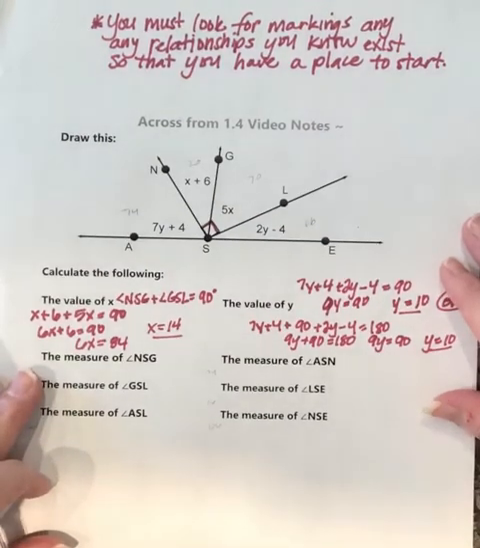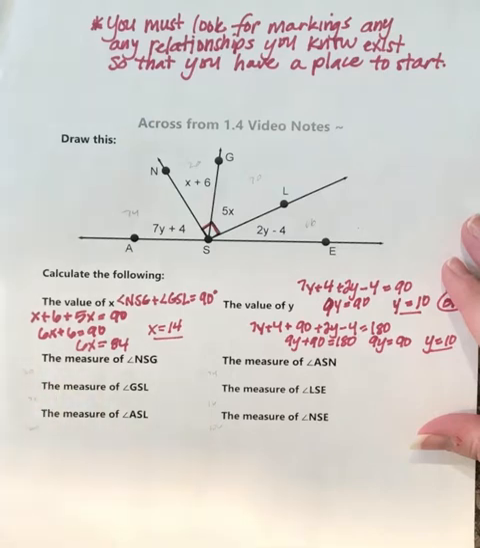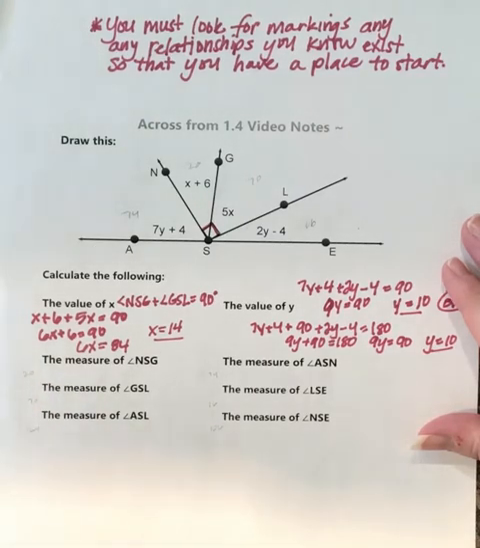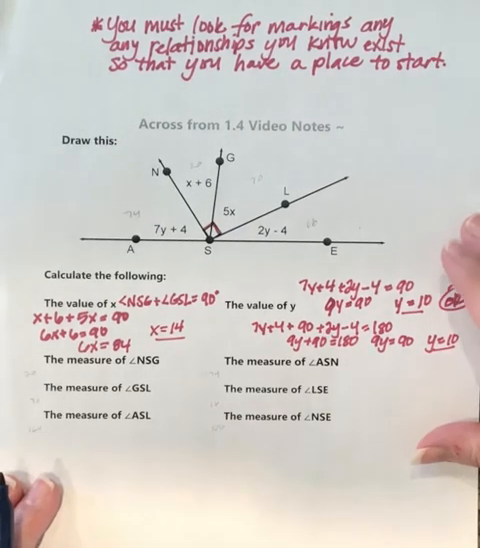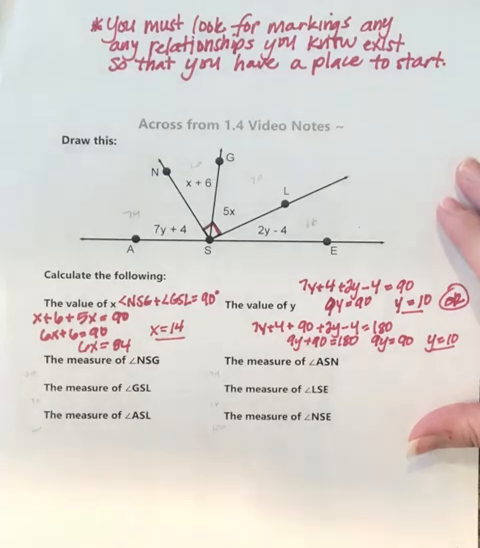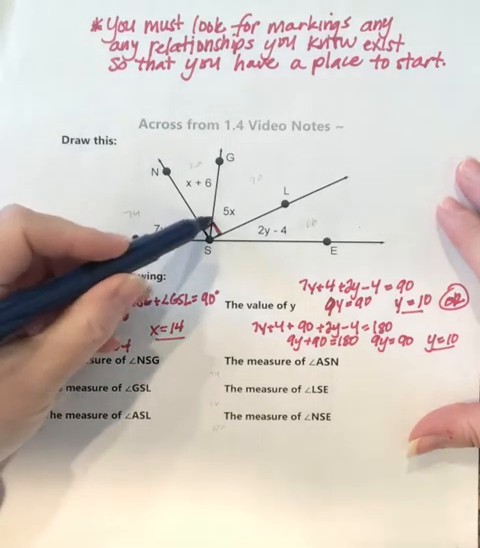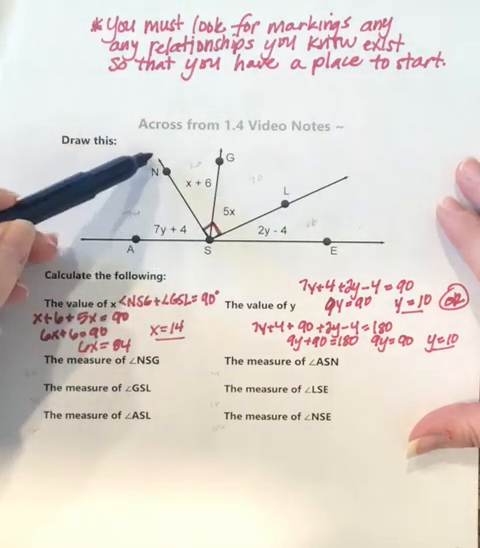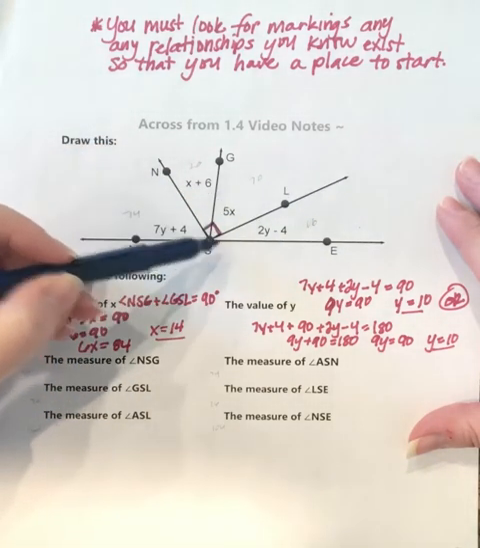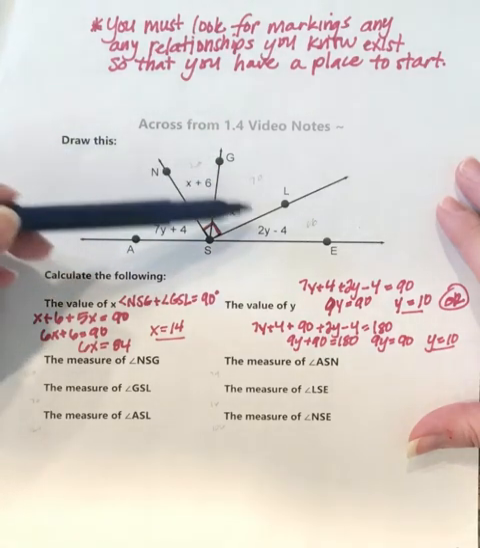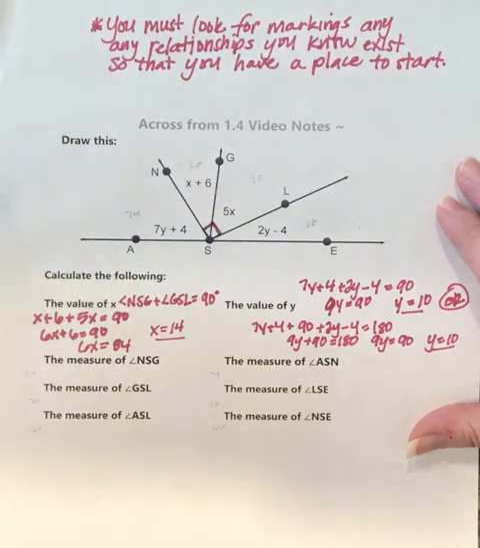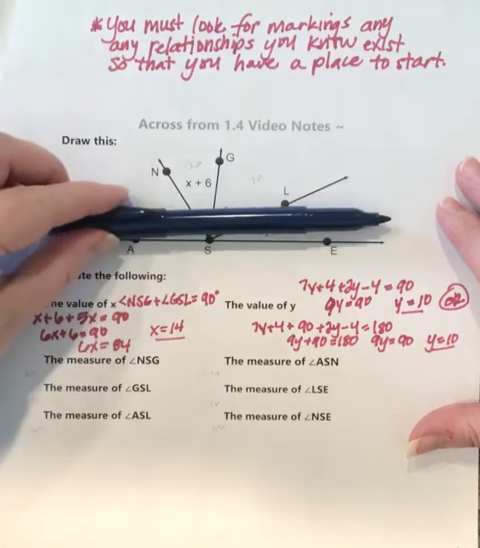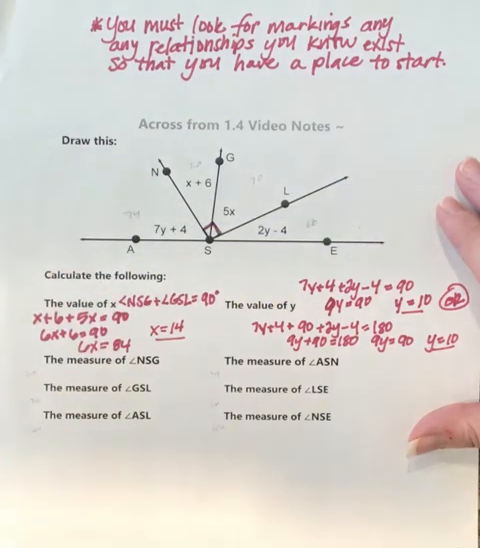Okay, looking at a little bit more complex figure. You're always going to want to look for markings, any relationships you know, because no matter what, you need a place to start. So if I look at what I'm given, I was given this 90-degree angle box, so I know this angle right in here is 90 degrees. I don't yet know how much each part is, but I know the whole thing is 90. I also know I have 180 degrees because I have a straight angle right there.